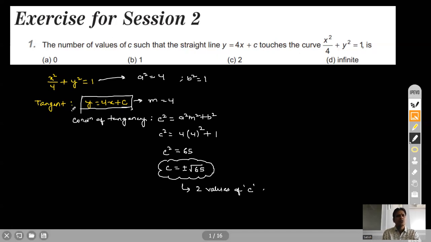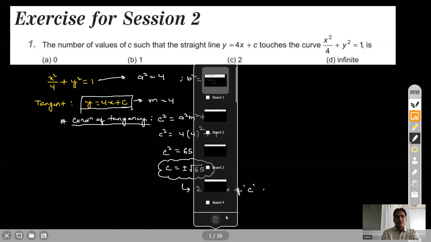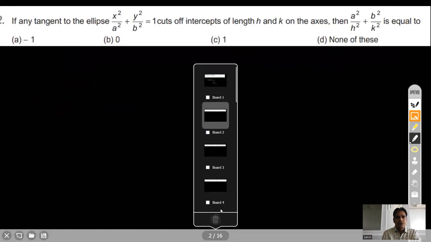Okay. So the important thing is this condition of tangency should be known to all of you, right? This c square is equal to a square m square plus b square, right? So let's move to the next one. Question number two.